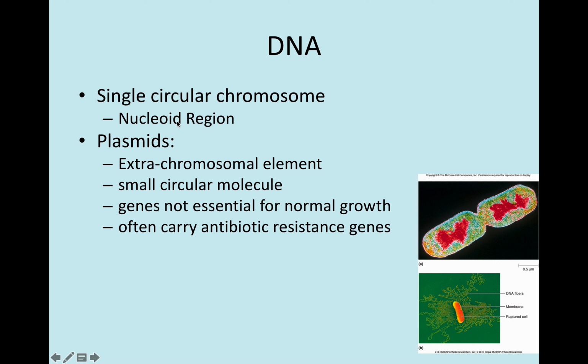So the chromosome is singular and circular, indicating that they only have one chromosome, unlike other types of organisms. And some cells actually have what are called plasmids, which are referred to as extrachromosomal elements, meaning they're not part of the actual chromosome itself. And these plasmids have genes, so sequences of DNA, that are not essential for normal cell function. So they often carry genes for antibiotic resistance.